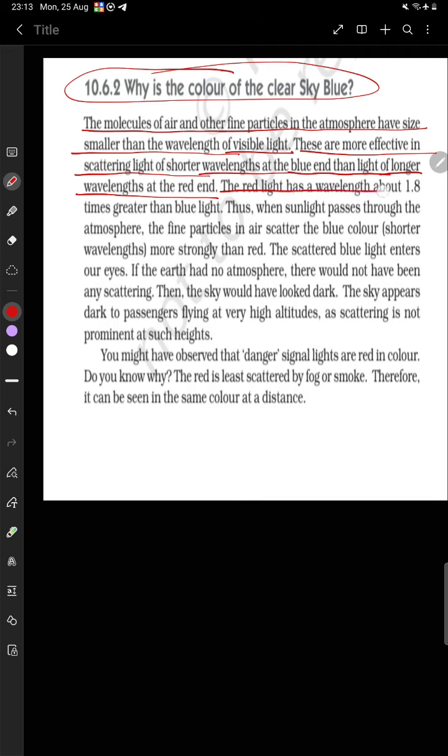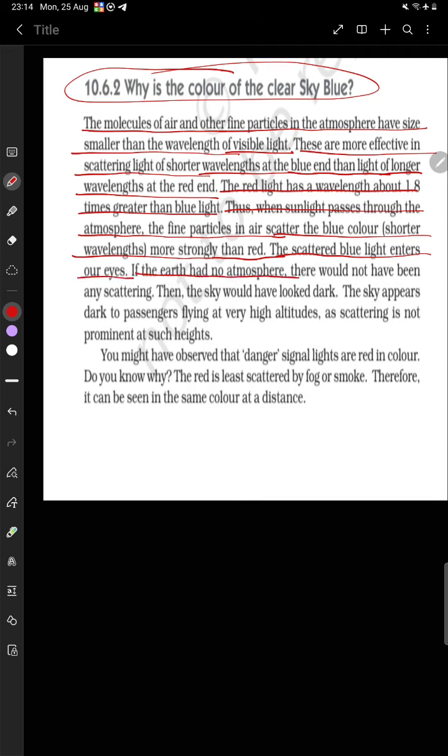The red light has a wavelength about 1.8 times greater than the blue light. Thus, when sunlight passes through the atmosphere, the fine particles in air scatter the blue color, shorter wavelength, more strongly than red. The scattered blue light enters our eyes.